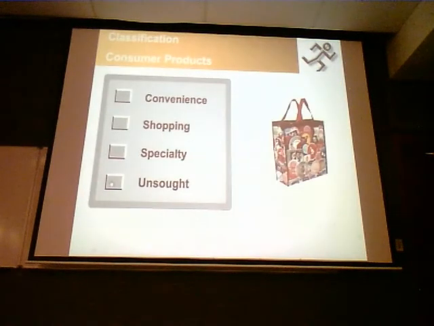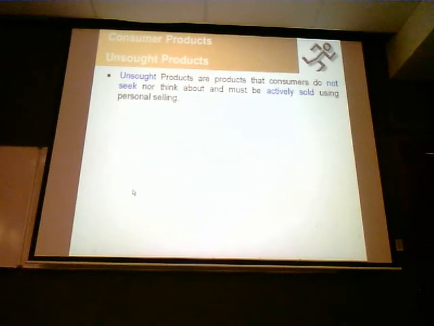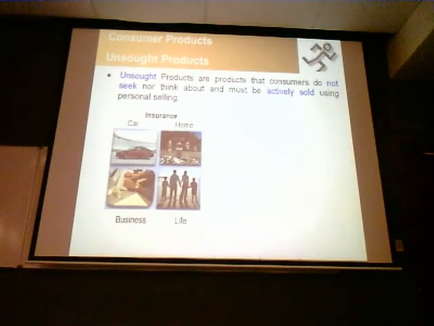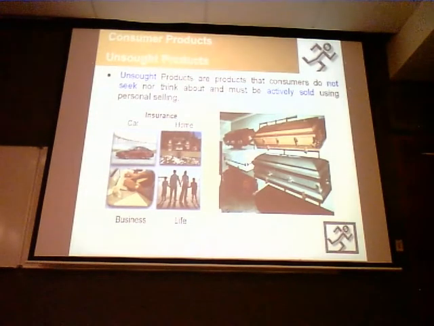An unsought product is stuff that you don't look for. And retailers don't need a lot of personal selling to sell those other products, but you need to personally sell these. You need to have a face-to-face interaction or sell it over the telephone. Typical unsought products, things that we don't seek, are insurance, like car insurance or business insurance or life insurance, and anything to do with debt. We're not actively seeking that.